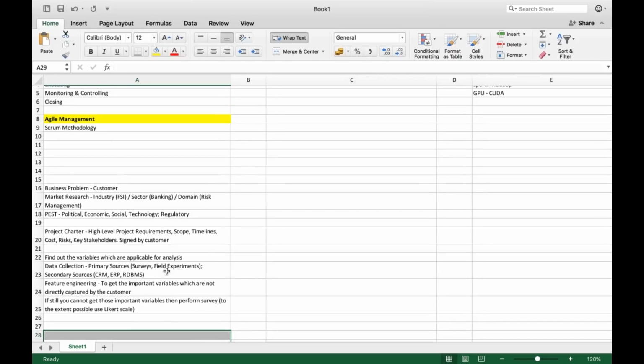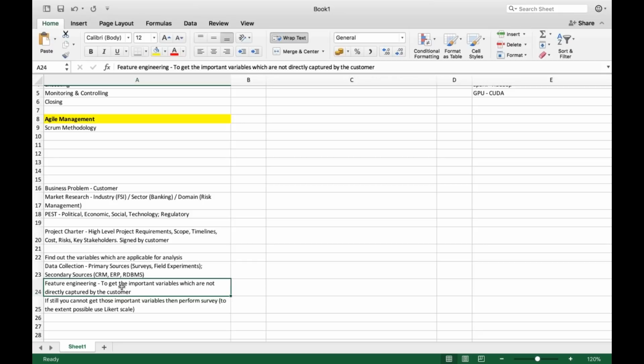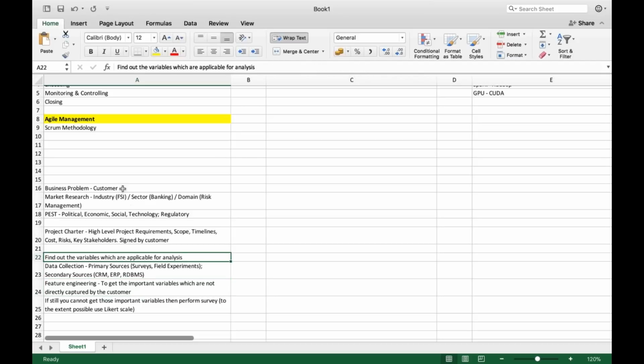Feature engineering is also used to reduce the number of input variables, right? To come up with the derived metrics and all that. So we will get to that later. But yeah, this is the logical flow.